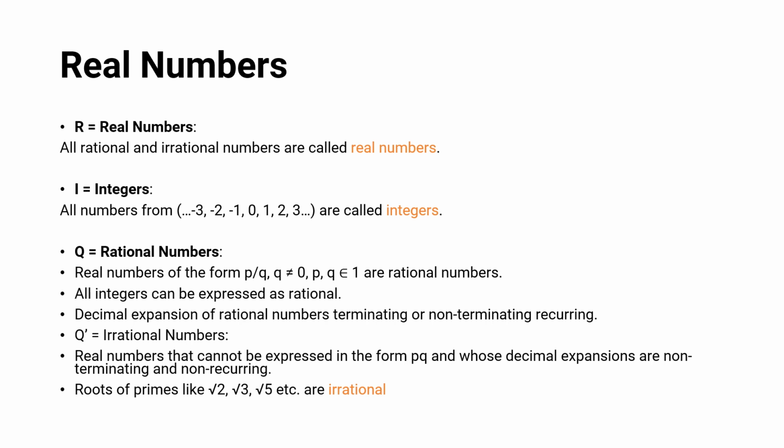Q', comma, is irrational numbers: real numbers that cannot be expressed in the form of p by q and whose decimal expansion is non-terminating and non-recurring. Roots of primes like root 2, root 3, root 5, etc. are irrational.